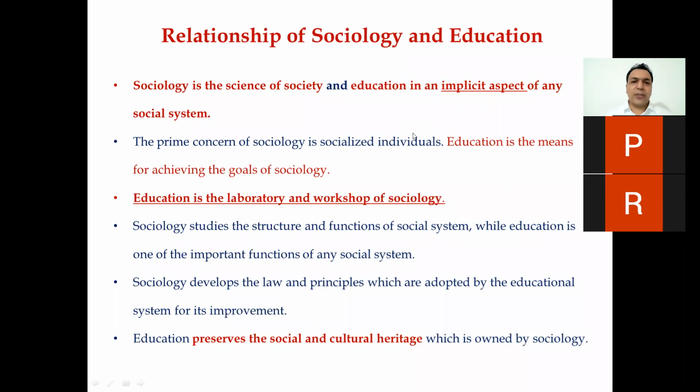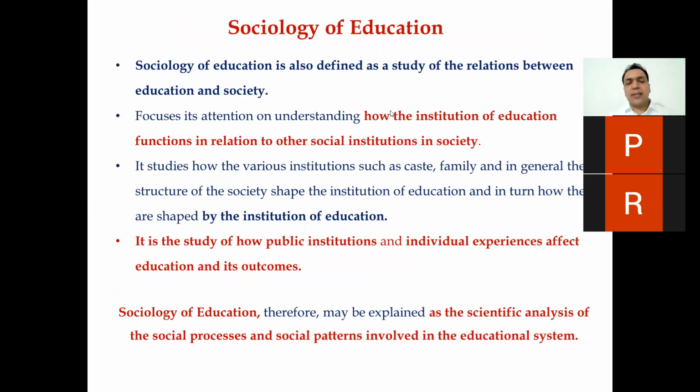In simple language, you have to understand that whatever is happening in the society, whatever alteration in the society, the function of education is to achieve whatever is happening in society, right? This is the relationship of sociology and education. Now we discuss sociology of education. This is the most important.